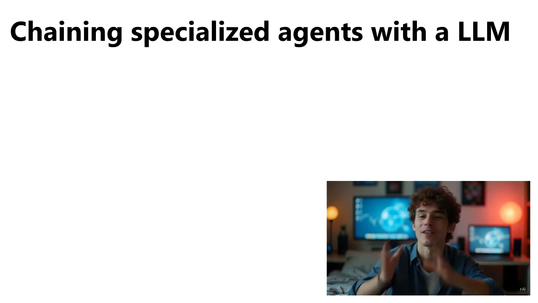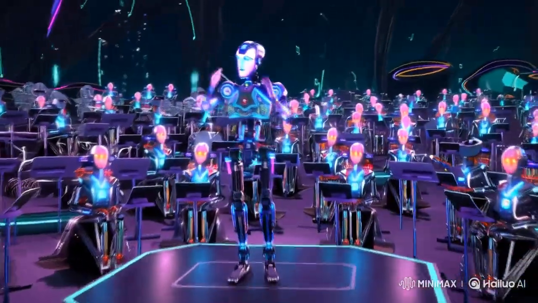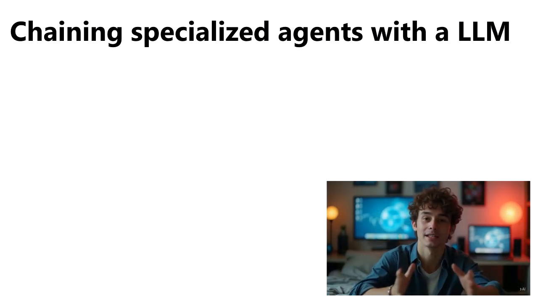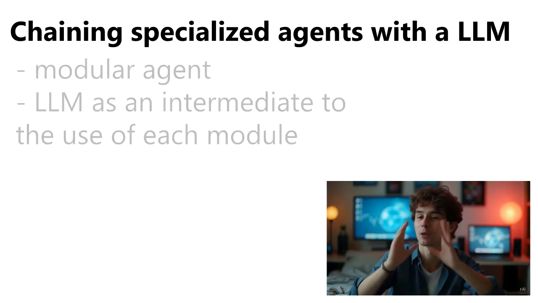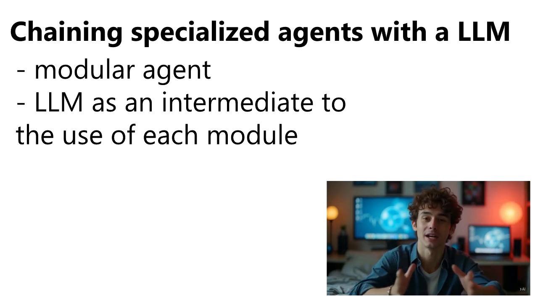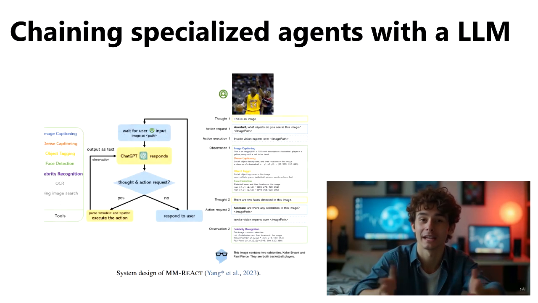Finally, there is the method of chaining several tools with language models. It is like using the LLM as an orchestra conductor to coordinate each tool and use the proper ones when they are needed. So, unlike the previous model, this agent is modular and uses the LLM to communicate with every module. Some models, like MM-REACT, take a modular approach, where a large language model acts as the coordinator, selecting the right expert models for different tasks. This allows for greater flexibility and scalability in multimodal AI systems.